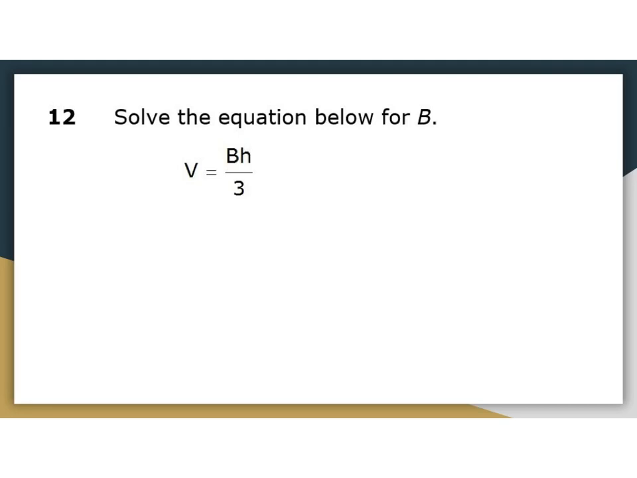So on this one, we're being asked to solve for b. I'm going to go ahead and put my line through the equal sign. I'm going to find where b is. Here I see it's in the numerator. And then I'm going to go ahead and say, okay, b is what we want. That's what we're being asked for. So b is being multiplied by h. And after b is multiplied by h, it is being divided by 3. And that's how we get the value of v. So in solving inverse, instead of dividing by 3, we're going to multiply both sides by 3.